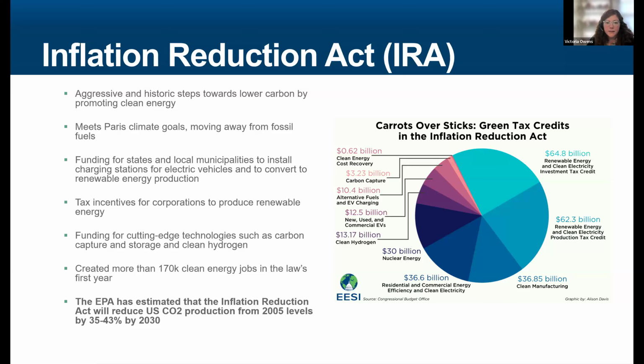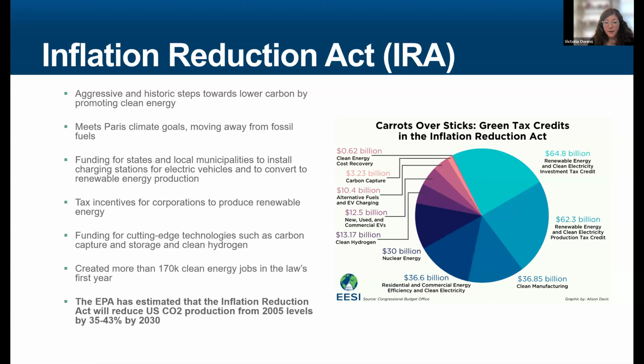So this has largely been a way to incentivize corporations and the private market, as well as public entities, to move towards these renewable energy and clean materials. I think also important to point out that it's estimated that more than 170,000 clean energy jobs have been created, and it ensures that these new jobs are high quality and good paying jobs by giving benefits to taxpayers who pay prevailing wages and meet certain registered apprenticeship requirements.